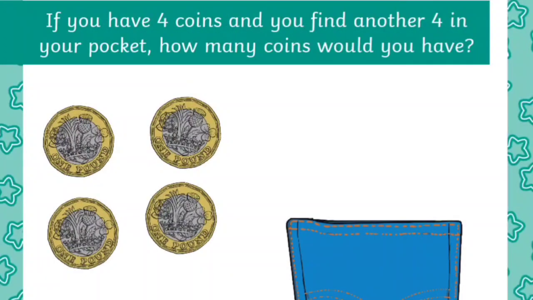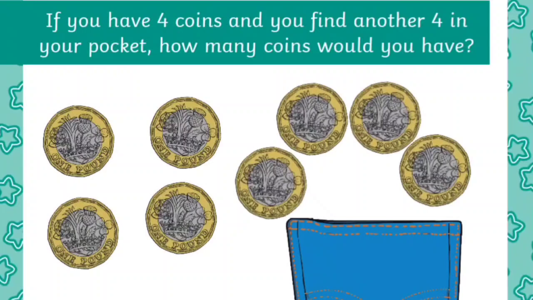If you have 4 coins and you find another 4 in your pocket, how many coins would you have? We already have 4 coins and we will add another 4, so we will have 8 coins.